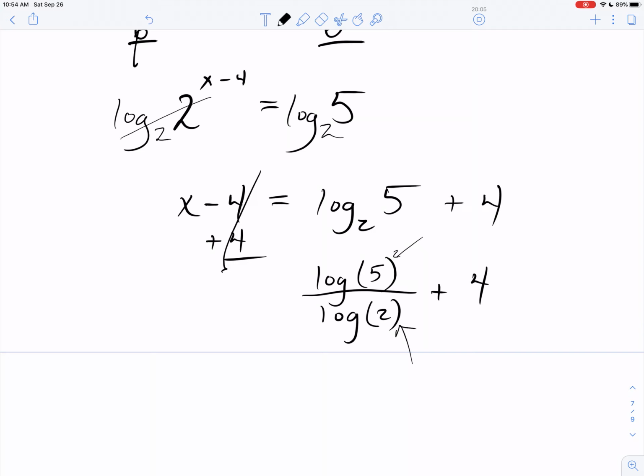So, I'm going to punch it in. Log of 5, close the parentheses, divided by log of 2, close the parentheses, plus 4, and my final answer then turned out to be 6.32192. And I'm going to stop right there. I'm not going to write down the rest of the decimal because I can already see I'm supposed to round it to the 4th decimal place, so the answer I'm looking for is 6.3219.